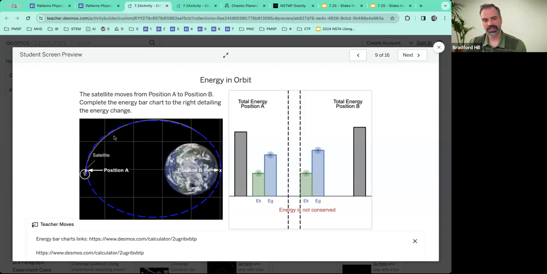I'm catching myself talking really fast, so I'll slow down and re-emphasize that when you're at position B, you have a lot of kinetic energy, very little gravitational. You're going really fast, so you are going to move away from the center of the earth.